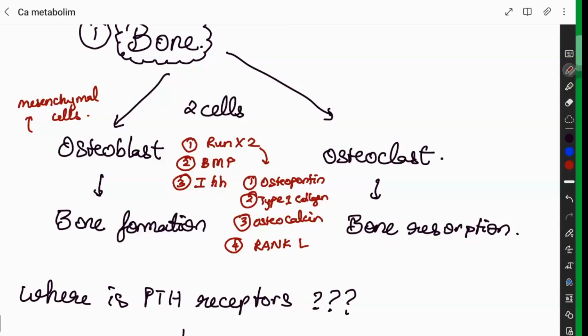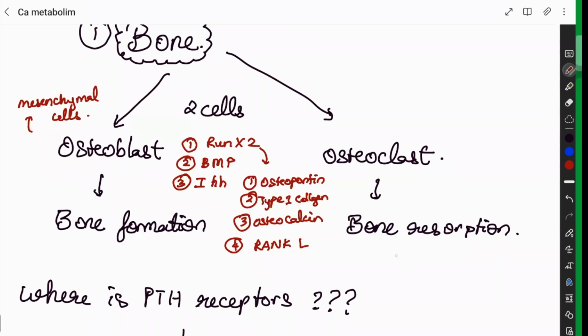Next, the hormones that regulate your osteoblast formation: I told you three important ones, that is parathormone, vitamin D, and insulin-like growth factor. Now coming to your osteoclast. Osteoclast is otherwise called bone resorption, isn't it? So its job is bone resorption.